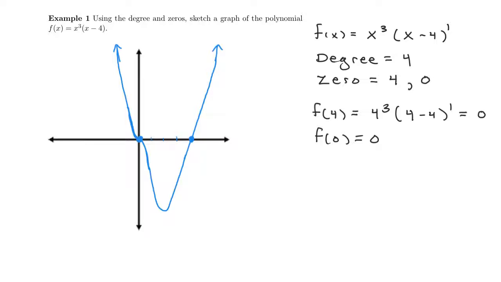So I encourage you to go to Desmos or use your graphing calculator, but see if this is the graph or relatively close to the graph that you get. You might have to zoom in or zoom out to actually see a full picture, but this is what the graph of x cubed times (x minus 4) should look like.